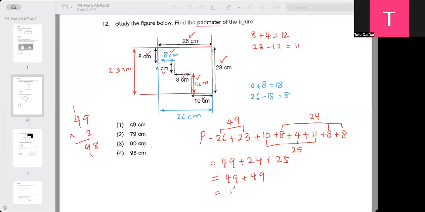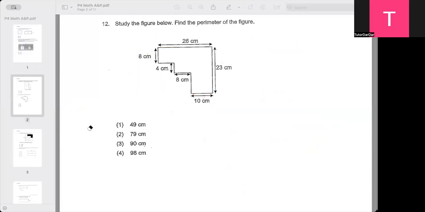You will get 98. So the answer is 4. This is method 1. Okay, now let's do method 2. Method 2 is very, very simple.